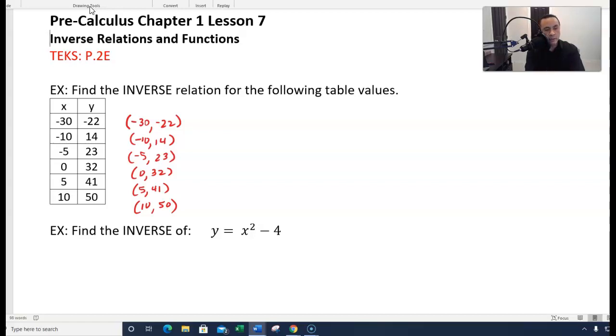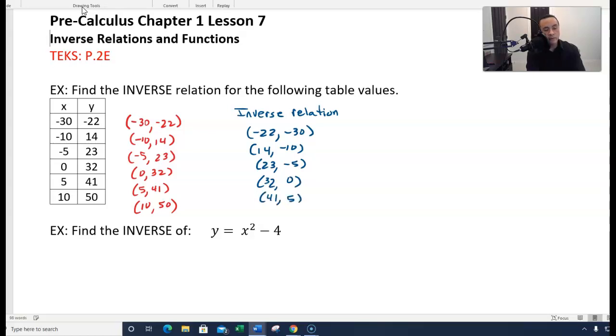So there's your relation. So when we ask you to find the inverse of that, well, now the inverse relation is simply going to reverse the values so that your domain values will now be your range values, and your range values will now be your domain values. So all it is, here's your inverse relation. You're going to put (-22, -30), (14, -10), (23, -5), (32, 0). That 32 looks pretty weird, right? (41, 5), and (50, 10).